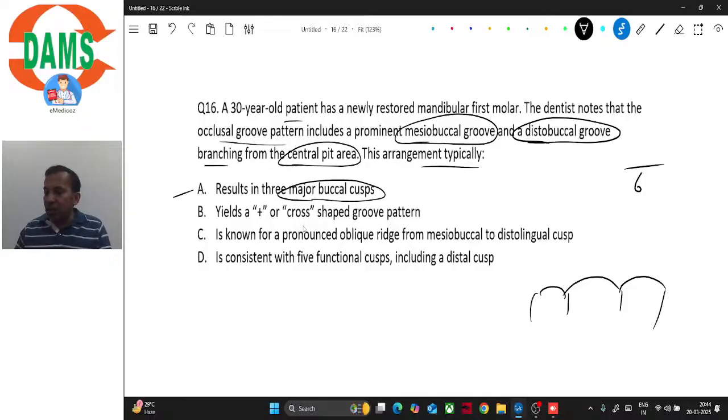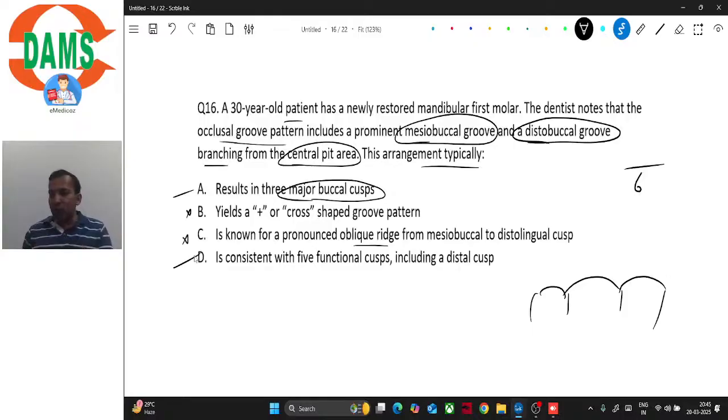It yields a plus or a cross-shaped groove pattern. So plus or cross-shaped groove pattern is seen in mandibular second molar, which has only two buccal and two lingual cusps. So option B can be ruled out. Option C is known for a pronounced oblique ridge. This is seen in maxilla, so again it can be ruled out. Option D is consistent with 5 functional cusps including a distal cusp. So this again is correct. So option A and option D, they both appear to be correct.